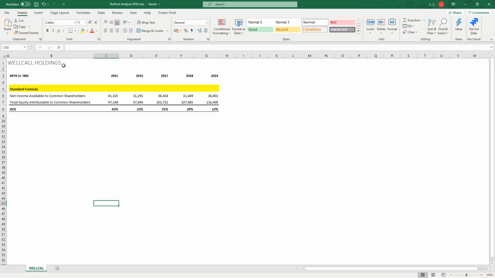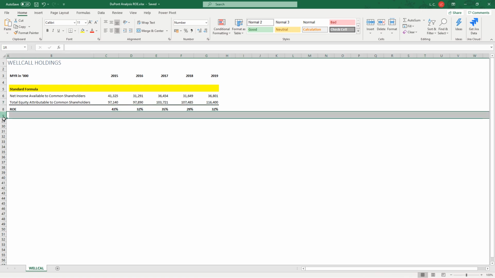Here is the standard ROE calculation for WELLCAL. Net income available to common shareholders divided by total equity attributable to common shareholders. Let me expand the rows to reveal DuPont Analysis.